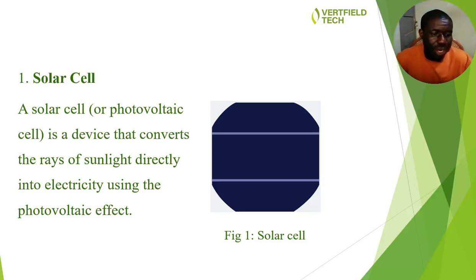So it is a solar cell. It is a single unit of your solar panel. I think that is the best way you can put it. It is the simplest unit of your solar panel that helps you absorb the rays of the sun and convert it to electricity for you to use in your facility. That is the solar cell.